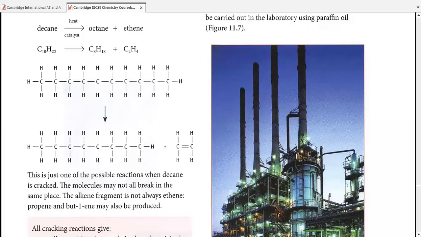Now, doing it mathematically is quite easy. As you can see, the number of carbon atoms in decane is 10, and the number of carbon atoms is exactly balanced on the other side of the equation. We have 8 carbon atoms in octane and 2 in ethene. 2 plus 8 is equal to 10. That is simple arithmetic, right? Hydrogen on the left-hand side is 22 atoms, while adding up the right-hand side, 18 plus 4, we get 22. So that's quite simple, right?